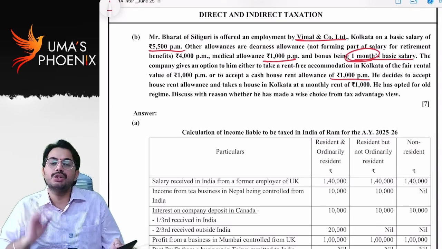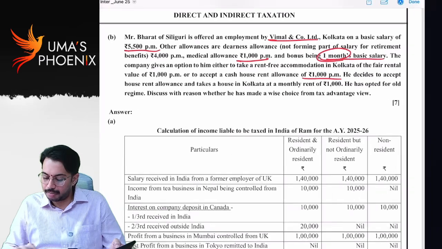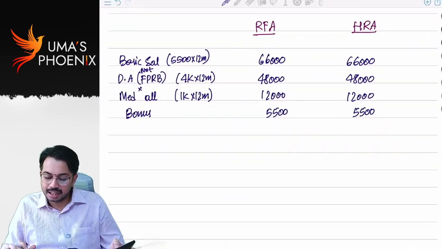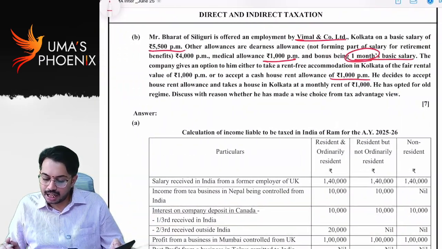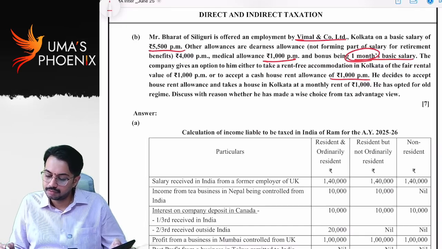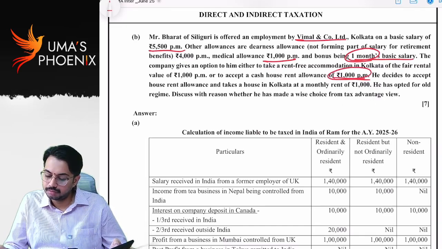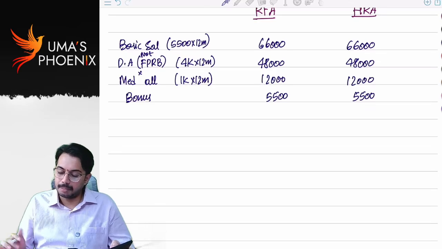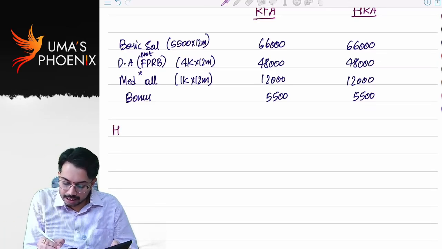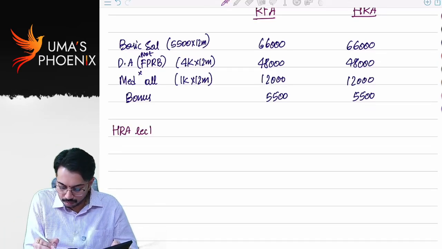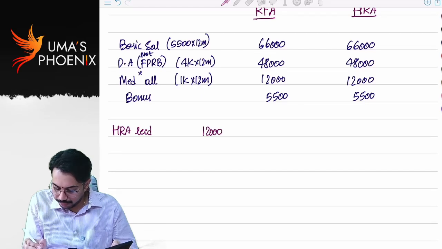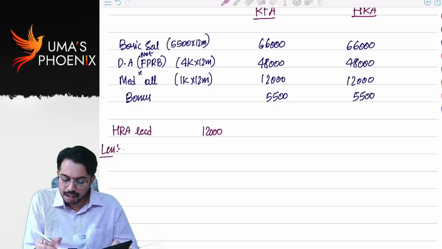Now first let us do HRA, then we will do rent-free accommodation. How much HRA is received? HRA is ₹1,000 per month. So HRA received is 12,000. From this, we are going to claim exemption under section 10(13A).